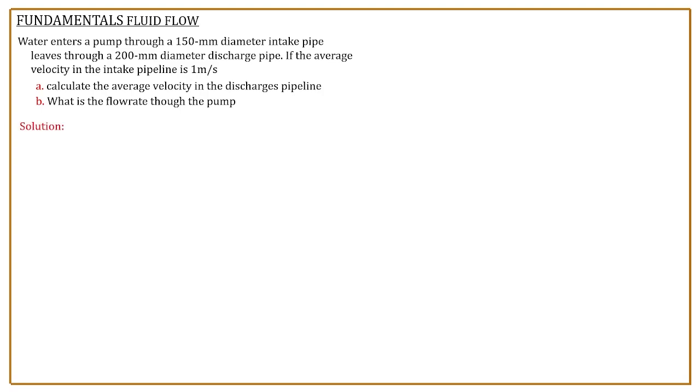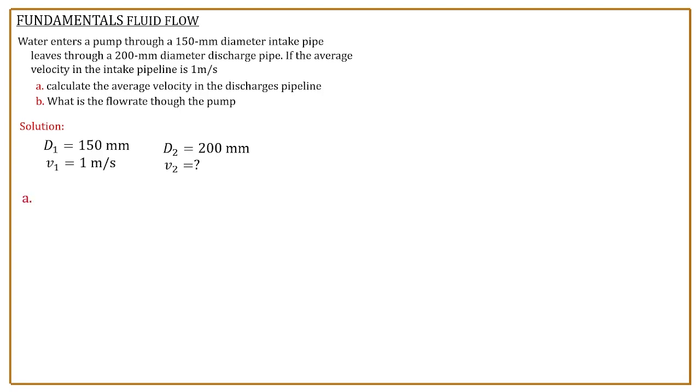For the solution, okay, list muna natin yung mga given for the first diameter, so intake pipe, that is 150 millimeter. Then for the discharge pipe, D2, that is 200 millimeter. And then yung velocity nung una natin, intake pipe, that is 1 meter per second. And then yung V2 natin, yan yung nawawala, unknown.